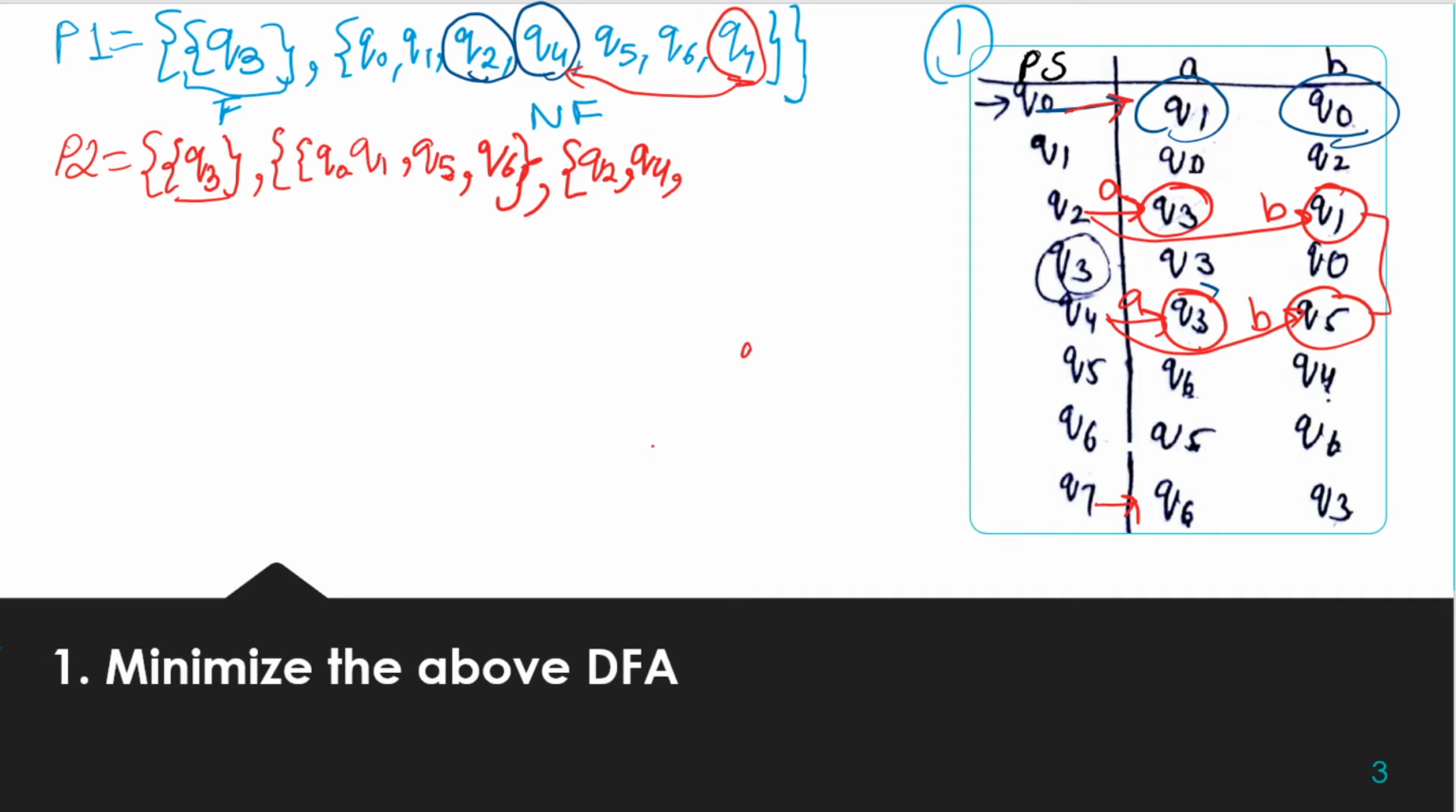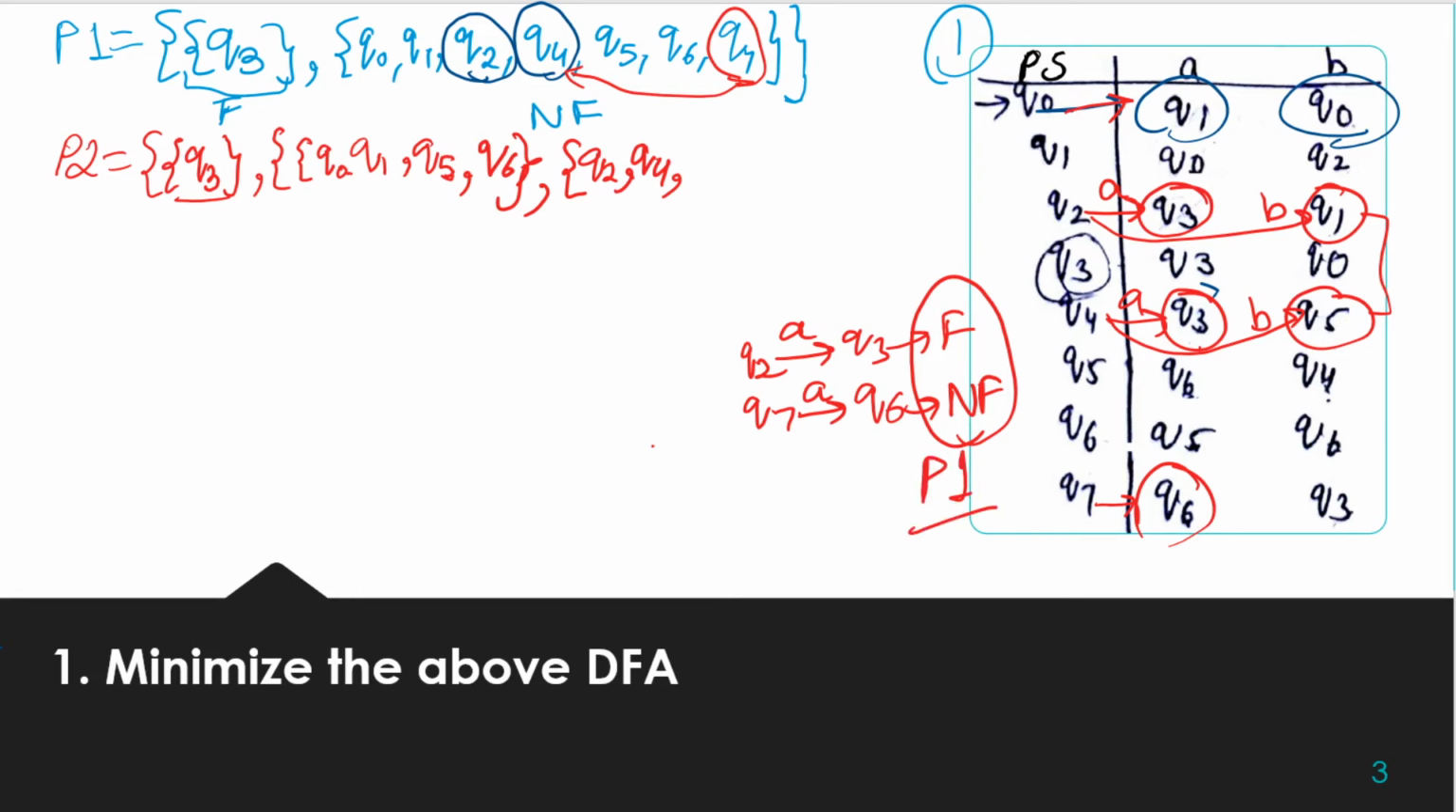From Q2 for input symbol A we are moving to state Q3, and from Q7 for input symbol A we are moving to state Q6. Q3 is part of the final state group, and Q6 is part of the non-final state group. As the resulting states are part of different groups in partition P1, we cannot keep Q7 with Q2 and Q4. So this group is closed here, and Q7 will be an individual state for the second partition P2.